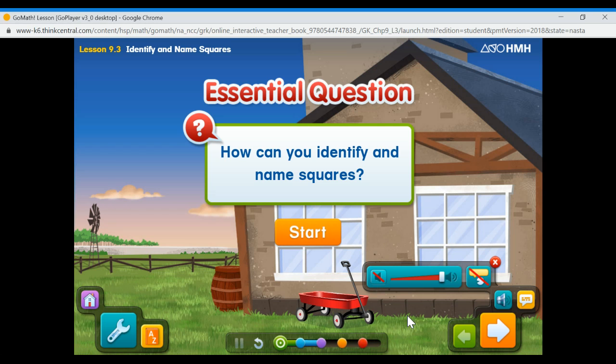Good morning. Today we are going to identify and name squares. You did such a beautiful job yesterday of identifying and naming circles, so today we're going to do the same but with squares. Before we get started, I want you to think about what you already know about a square and think about if you had to help a friend who didn't know what a square looks like, how would you describe it to them? What words might you use? Think about that for a quick moment before we begin.